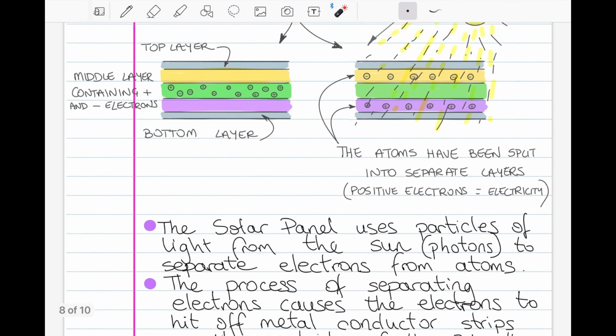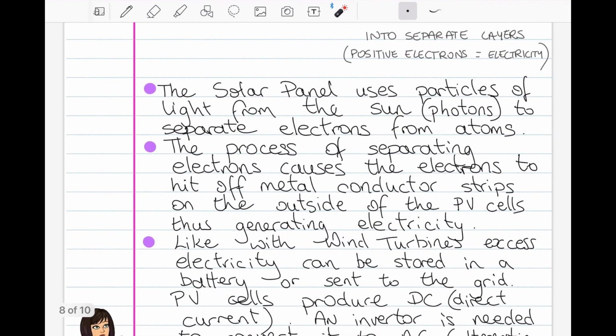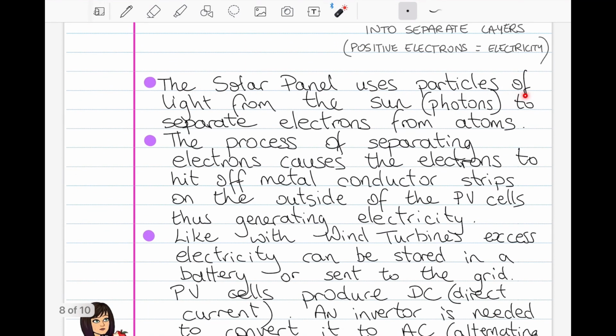So basically, in terms of writing it down, the solar panel uses particles of light from the sun. These are called photons. And again, remember, we need keywords all the time here, lads. Always write down exactly what it is, use the correct terminology, if you want full marks. Remember that the examiner has a list of keywords that they're looking for you to hit on. Anyway, it uses photons, so the sun, to separate those electrons from the atoms.